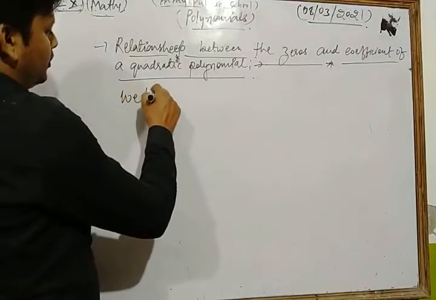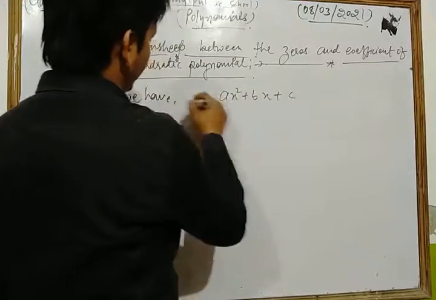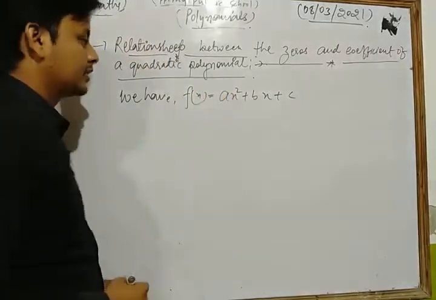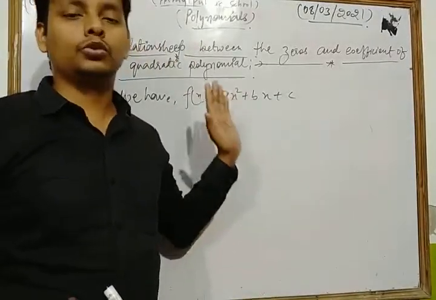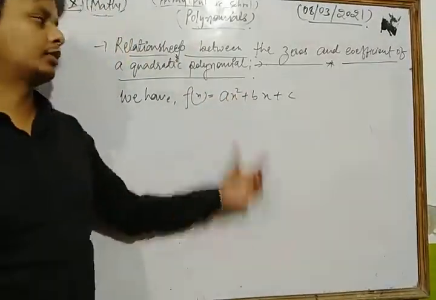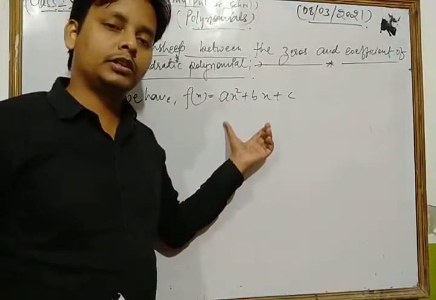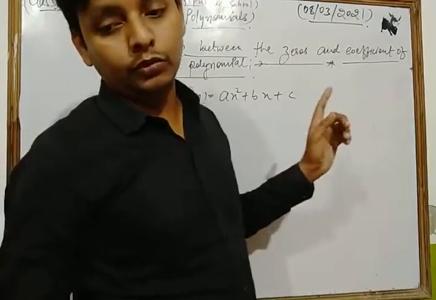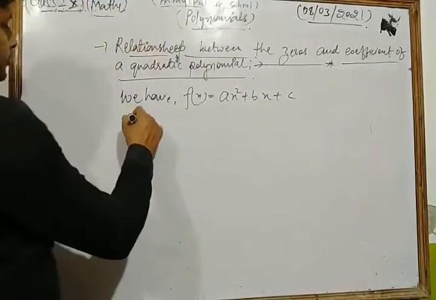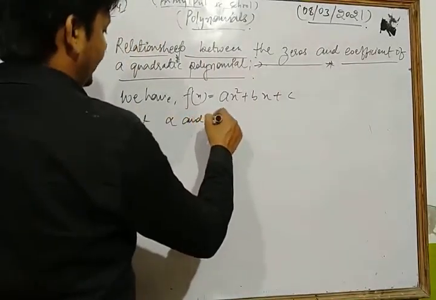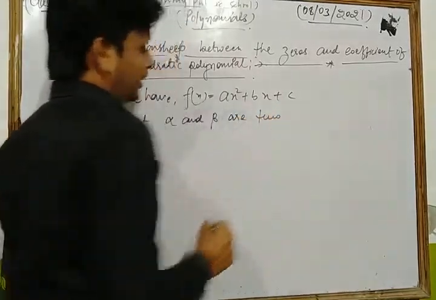Suppose we have a quadratic polynomial ax square plus bx plus c. Why is it called a quadratic polynomial? Because the highest power of the variable x is 2, so this is called a quadratic polynomial. How many zeros does this quadratic polynomial have? There are two zeros of the quadratic polynomial. Let alpha and beta be the two zeros.